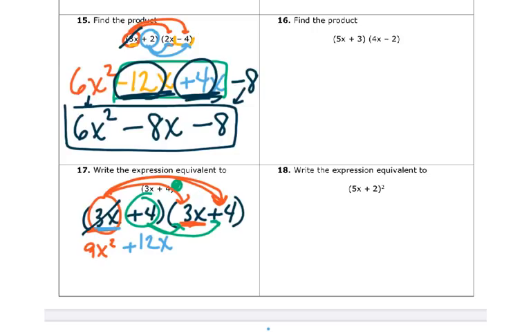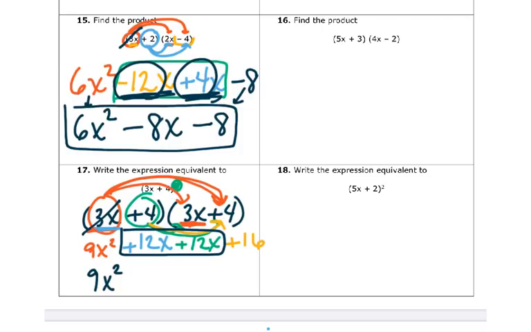4 times 3 is a 12 with an x. 4 times 4 is positive 16. Distributed the first term, distributed the second term. Like terms are in the middle. Final answer, 9x squared gets to come down.